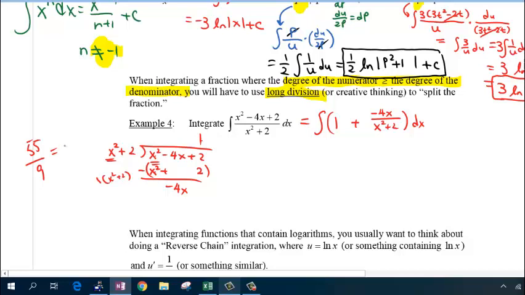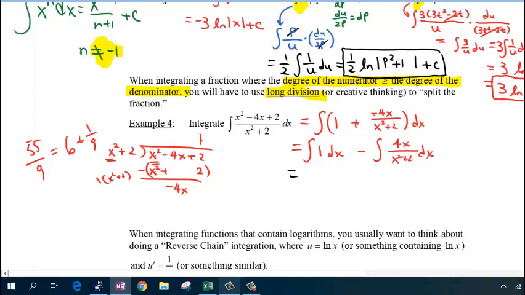So 9 goes into 55 how many times? 6 times, and then there's 1 left, 1/9. Same idea. Why is this helpful? Because now you can break this up into 2 separate integrals, the integral of 1 dx. The plus and the minus will become a negative, and you have 4x over x squared plus 2 dx. And now go ahead and integrate.